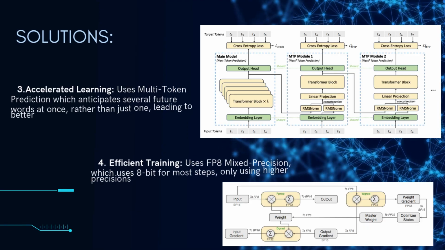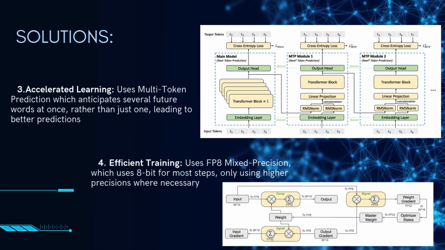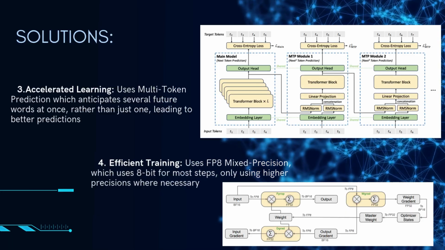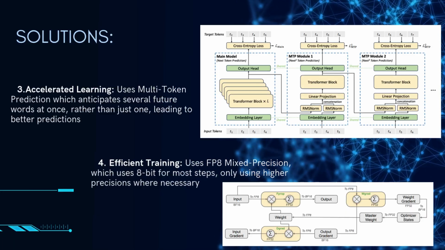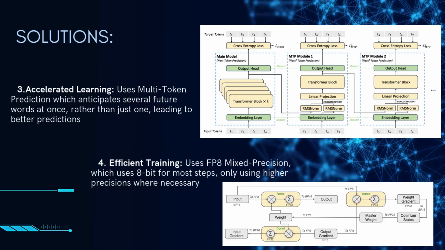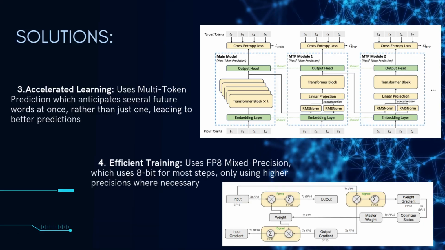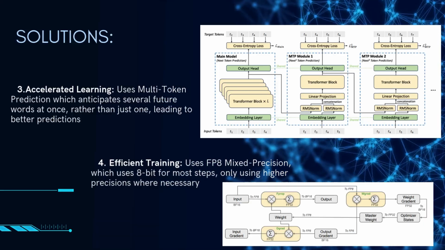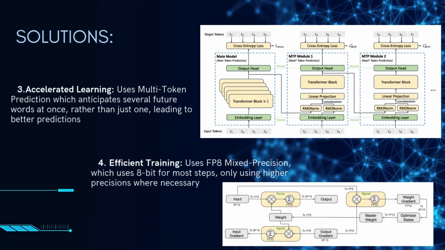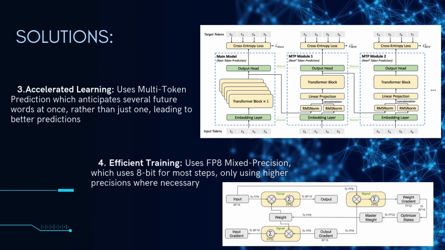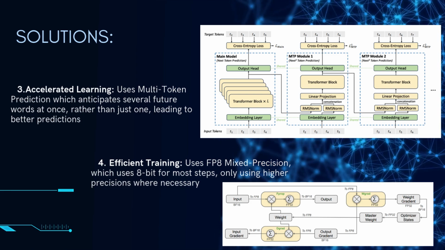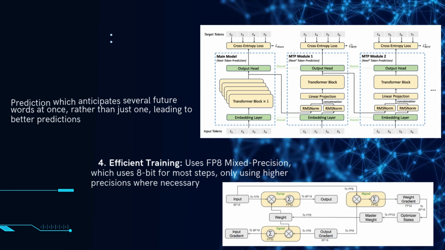Third, accelerating learning by use of multi-token prediction, which is basically training the model to anticipate several future words at once rather than just one, leading to richer learning and better predictions, unlike the more limited single-step training before. Fourth, efficient training process using FP8 mixed precision, which adopts 8-bit calculations for most training steps, allowing for much faster and cheaper model development. Prior approaches relied on larger numbers, resulting in higher cost and slower processes.